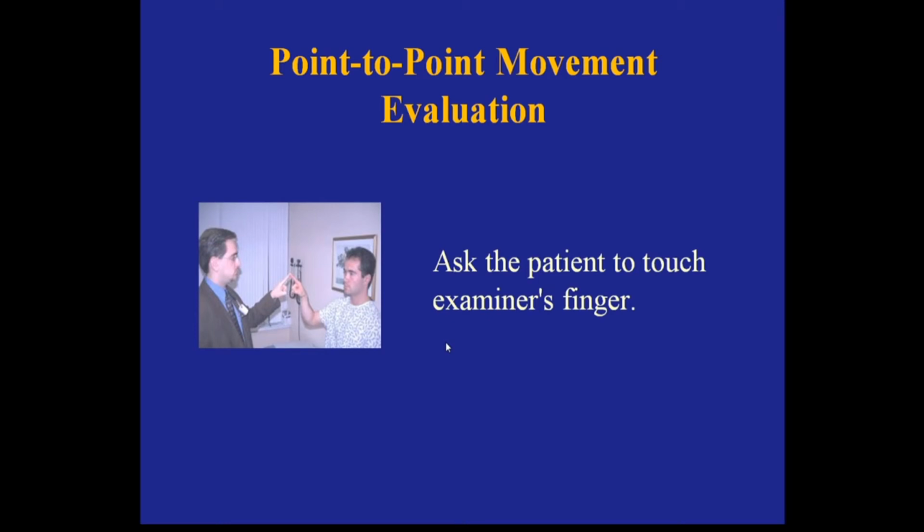Point-to-point movement evaluation, similar to finger-to-nose test. Ask the patient to touch examiner's finger, but it may be a little bit difficult for patient when we move our finger and ask the patient to touch it. And pathology is the same: intention tremor and dysmetria, overshooting, extra movement.